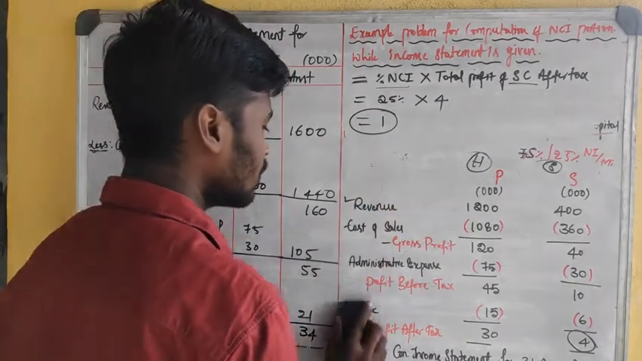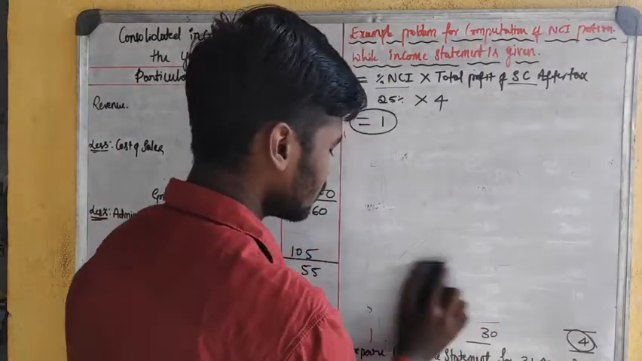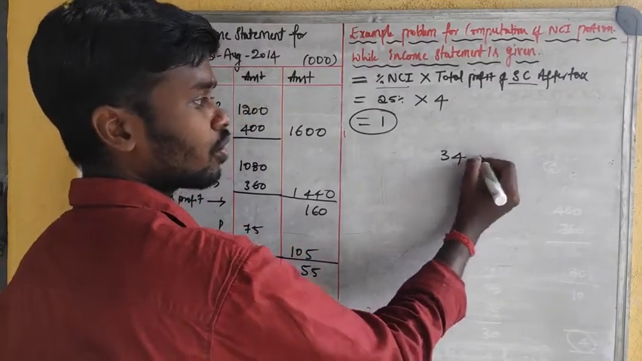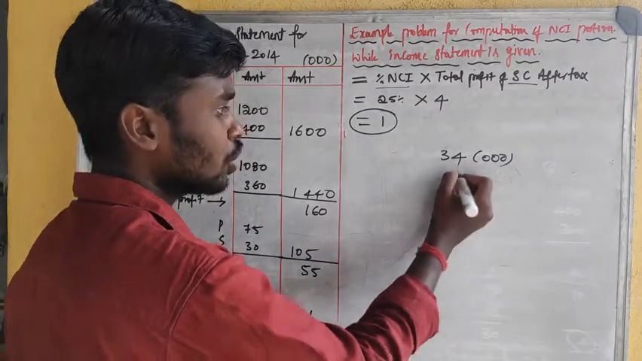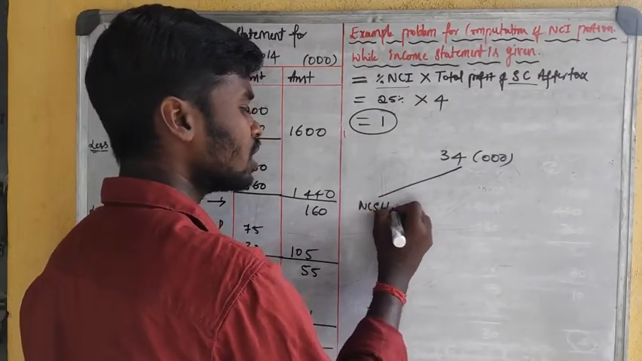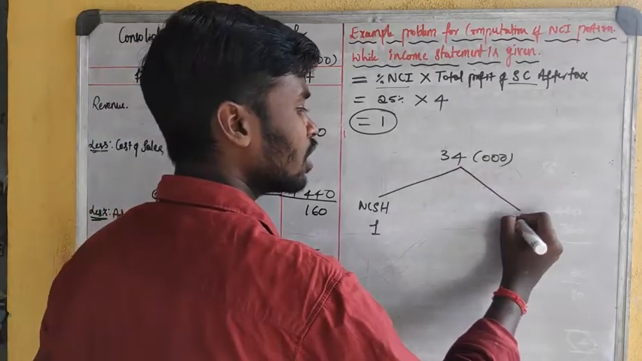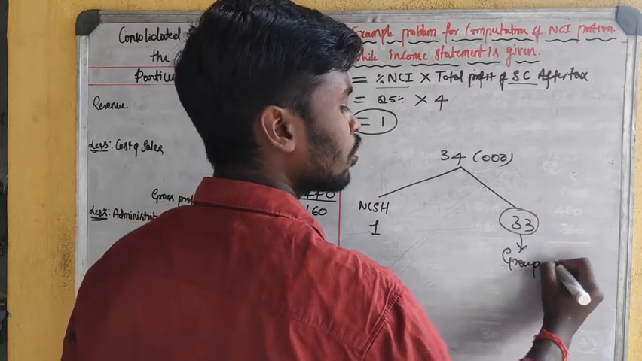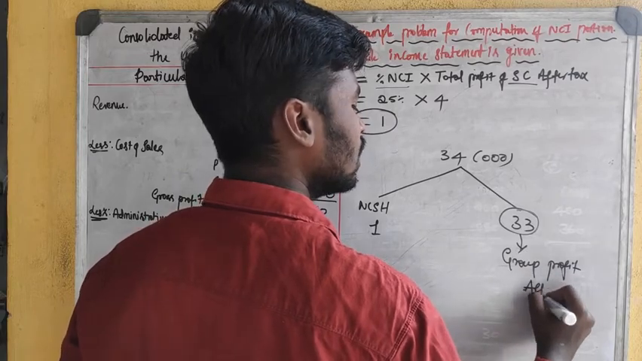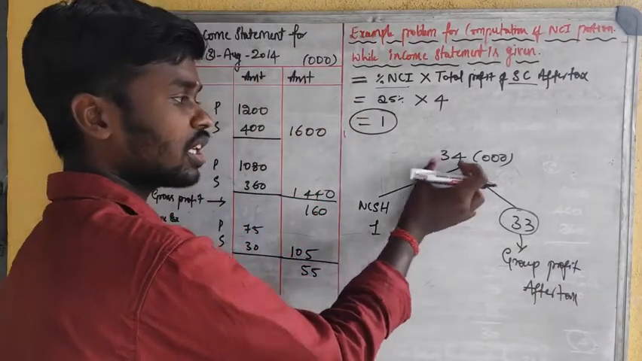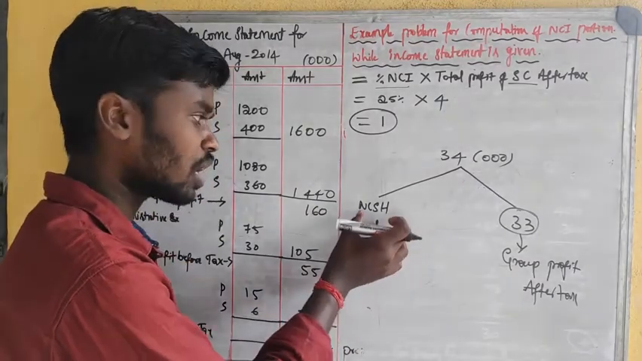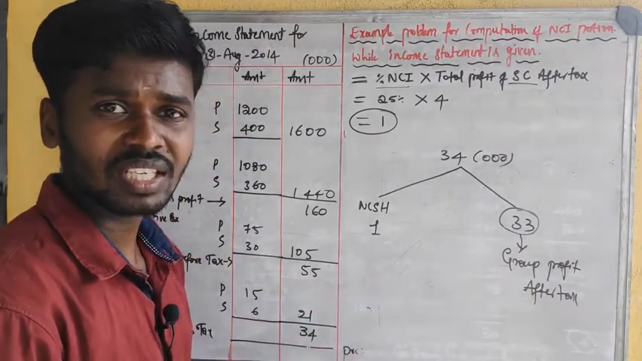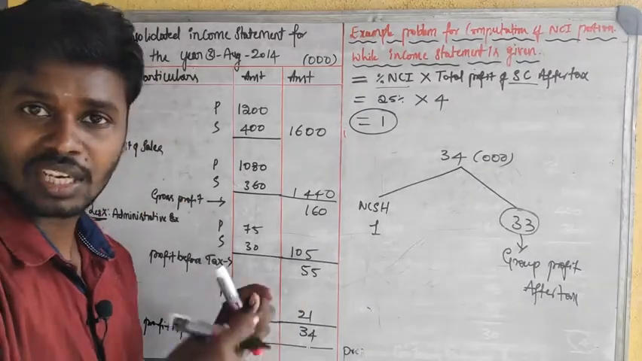So according to this, you have to split the total profit, that is 34,000, to non-controlling shareholders, that is 1,000, and the remaining will be to the group, that is group profit after tax. So out of the total 34,000, the 1,000 portion belongs to the non-controlling shareholders and 33,000 is related to group profit after tax. Okay, so just understand the concept, they will not ask problems in this.